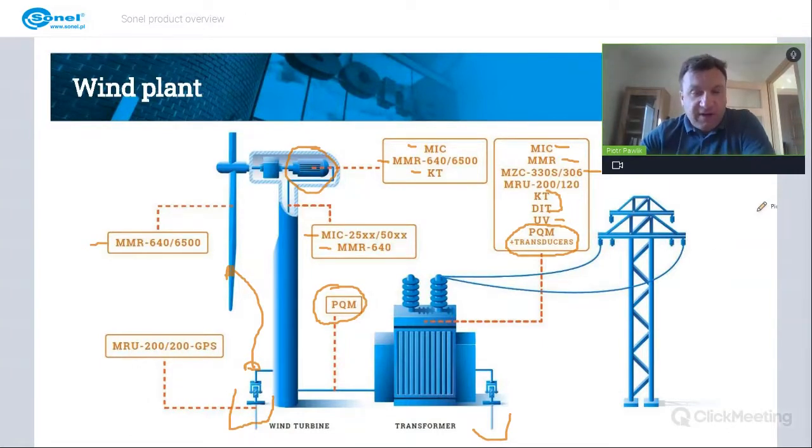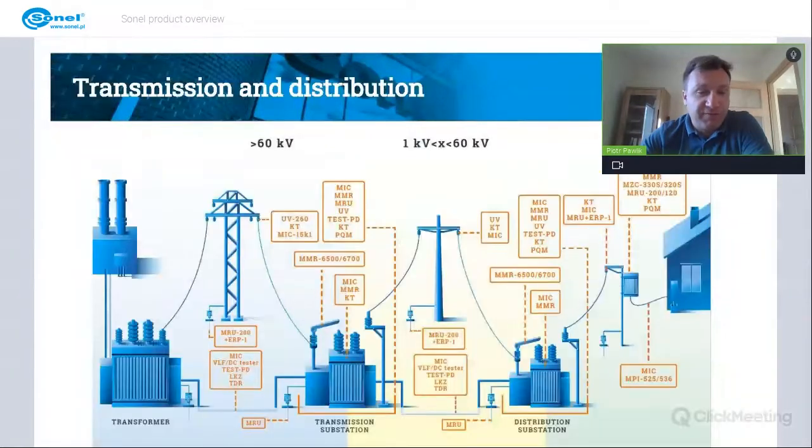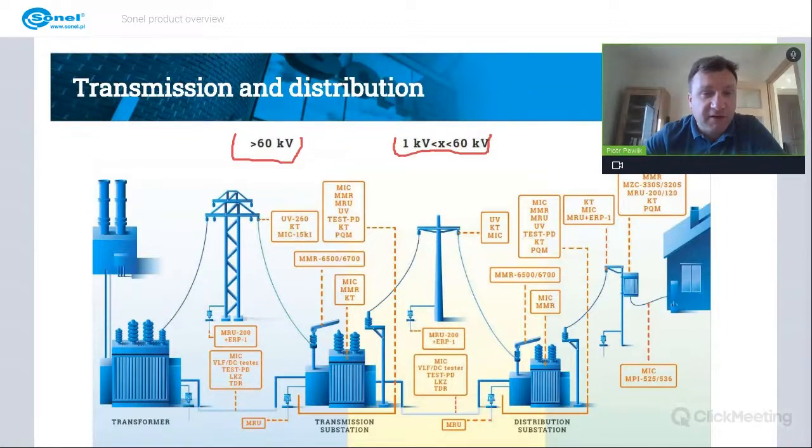Okay, so these are the power plants. They produce energy, and now the energy will get into our transmission and distribution network. So here we have the picture showing the transmission network. So we have here high voltages, medium voltages, and the distribution. So that's for low voltage.